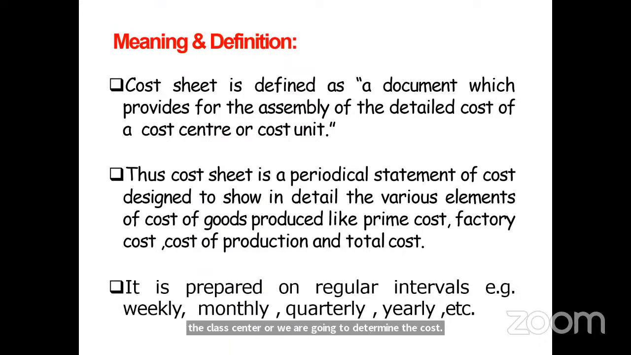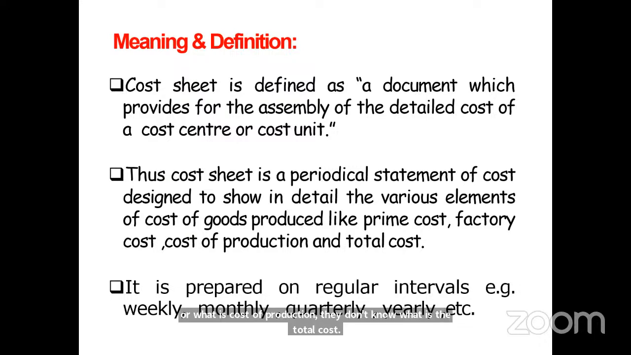Thus we can say a cost sheet is a periodical statement of cost designed to show in detail the various elements of cost of goods produced, like prime cost, factory cost, cost of production, and total cost. So we'll see what is prime cost, what is factory cost, what is cost of production. Then we'll know the total cost. After knowing the total cost, we can determine the cost accounting profit.